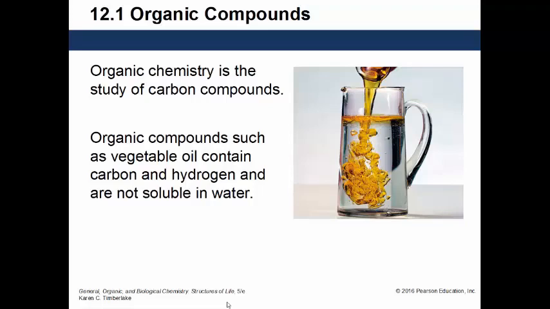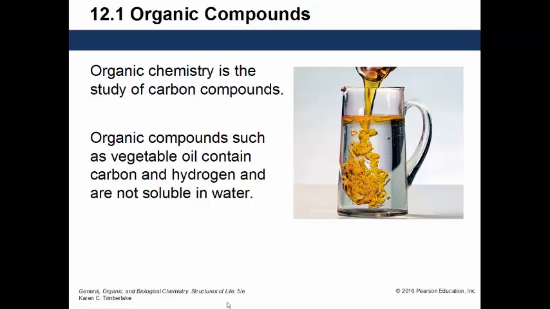Okay, now we'll start our last chapter of this chemistry crash course, chapter number 12, Organic Compounds. Organic chemistry is the study of carbon compounds. For anything to be considered an organic compound, it must contain carbon.